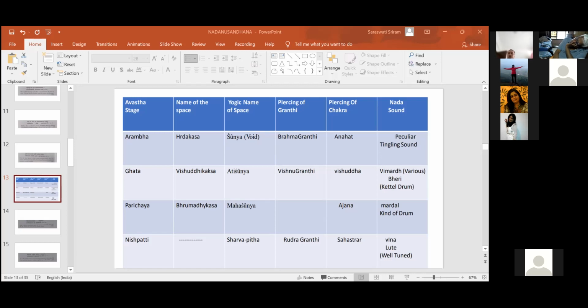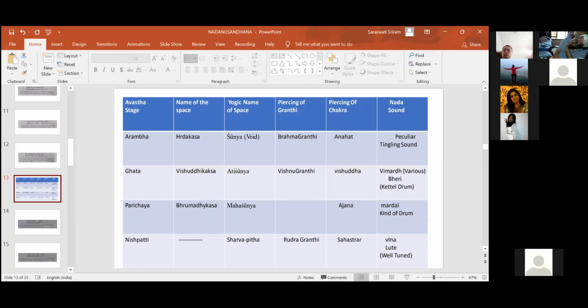So now there are 4 avasthas. Now we will look into those avasthas. Avastha means stages. Now please don't get scared of the shlokas and all.